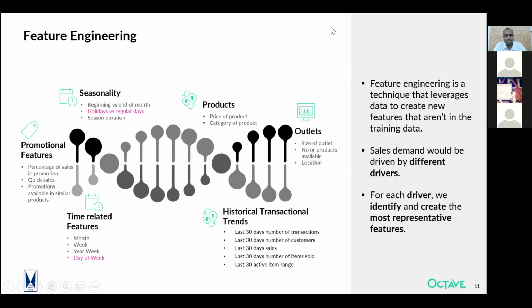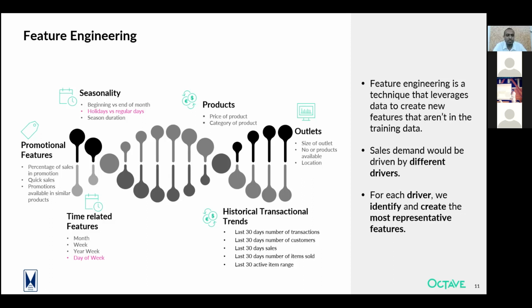Now, when it comes to engineering or recreating these different features, there are multiple ways. One of the ways which we did earlier was that we understood what the day of the week was, right? These features are part of the time related features where, for example, we can understand what would be the month or the week or the particular week of the year. And in our case, on the previous slide, we saw based on the day of the week how the sales would change. So that's part of the time related features.